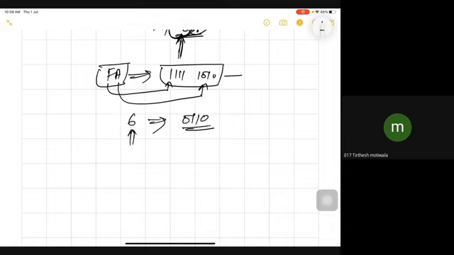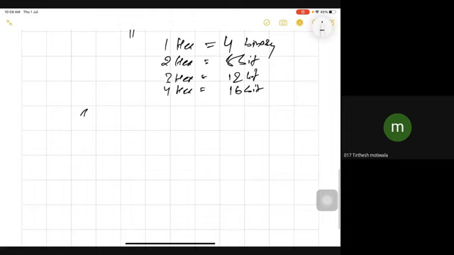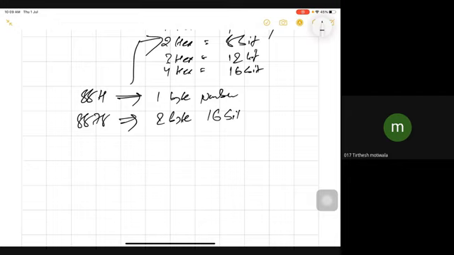So one hex digit is equal to 4 binary bits. Keep this in mind. That means 2 hex digits is equal to 8 bits, 3 hex digits is equal to 12 bits, and 4 hex digits is equal to 16 bits. That means 88 is how many bits? 8 bits, right? That means this is my 1 byte number. If I write 8878, then this is 2 bytes, that is a 16-bit number.